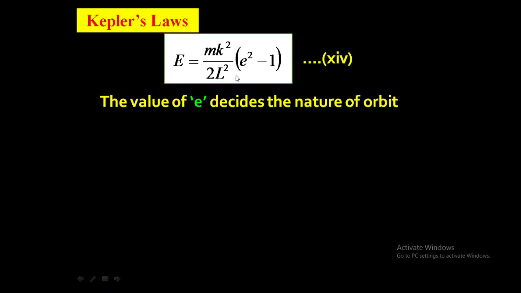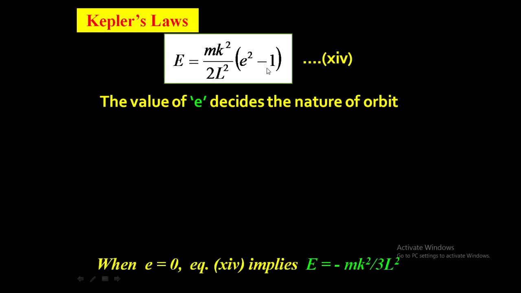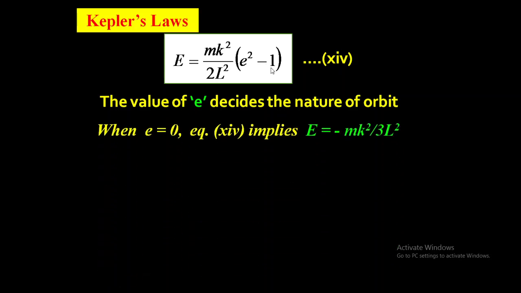Now just look at this equation. M, k and L are constant, so the value of e decides the nature of the orbit, through e square minus 1. Suppose e is 0, then equation number 14 becomes E is equal to minus mk square upon 2L square. So the orbit is circular. This is the equation of a circle. If the eccentricity is 0, then 0 minus 1 is negative, so equation number 14 becomes E equal to minus mk square upon 2L square. So the orbit is circular.